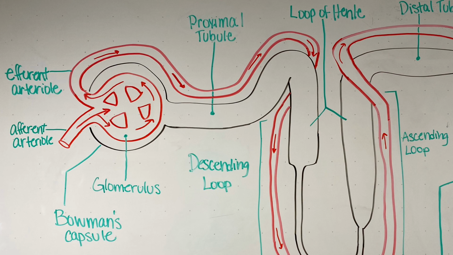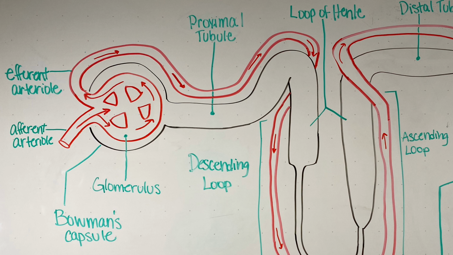Now bear with me, because this next drawing is going to have plenty of aesthetic flaws. So blood will enter the kidney through the renal artery. The renal artery branches into smaller arteries and then into arterioles. Blood flows from an arteriole known as the afferent arteriole into a network of capillaries that is called the glomerulus. And the glomerulus is just basically this big ball-shaped mass of capillaries.